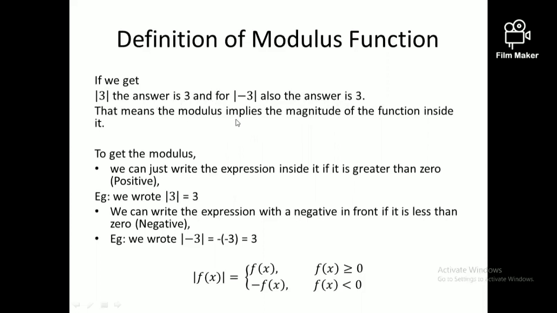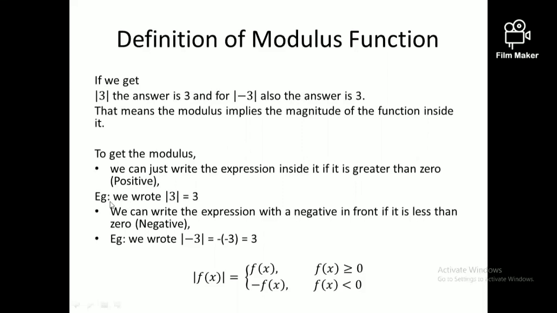Then what do you mean by this modulus? This modulus implies the magnitude of the function inside it. That means we get the magnitude of this. The magnitude of 3 is 3, and the magnitude of minus 3 is also 3. That is what you mean by the modulus function.